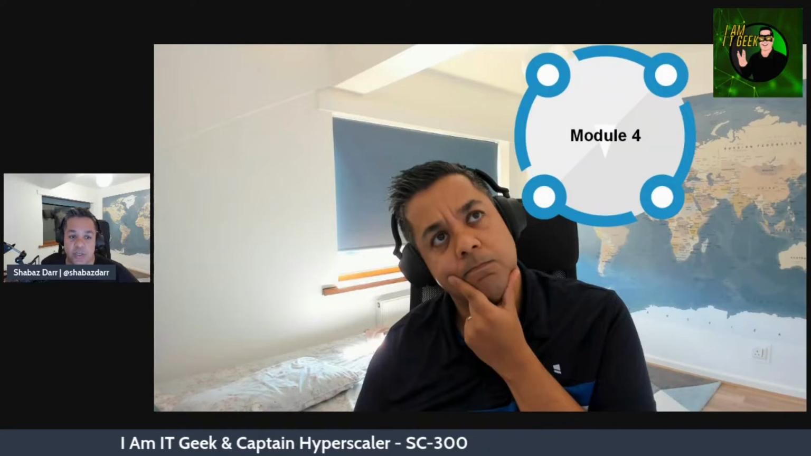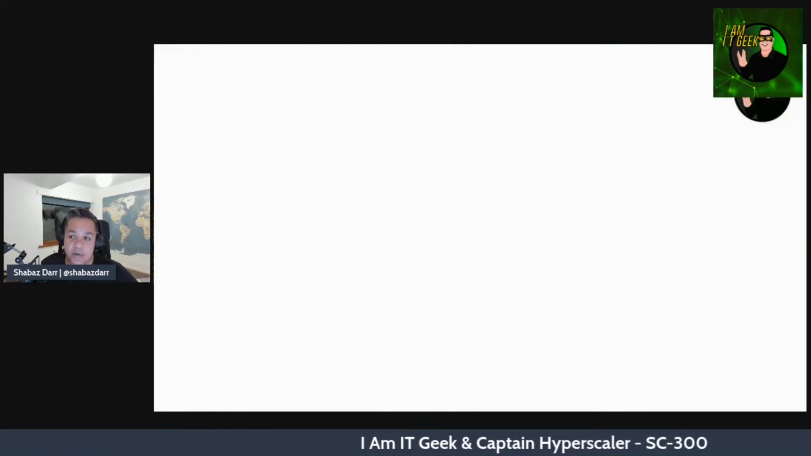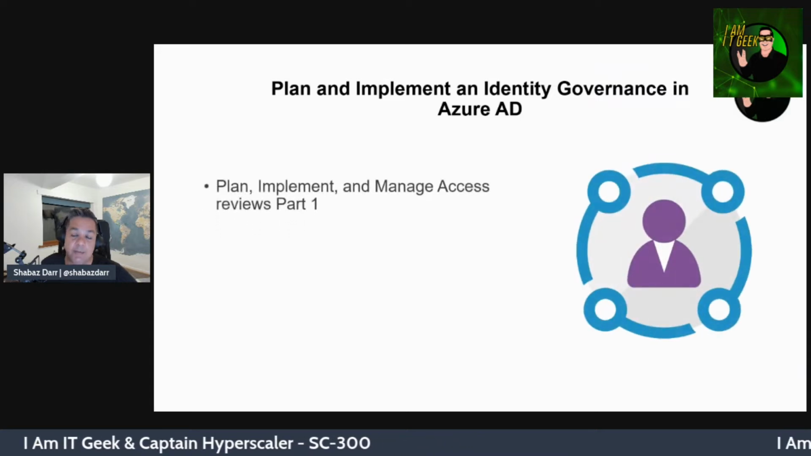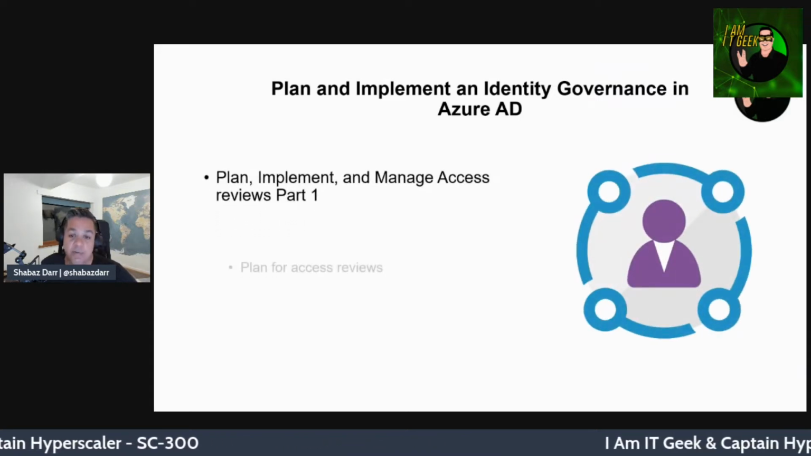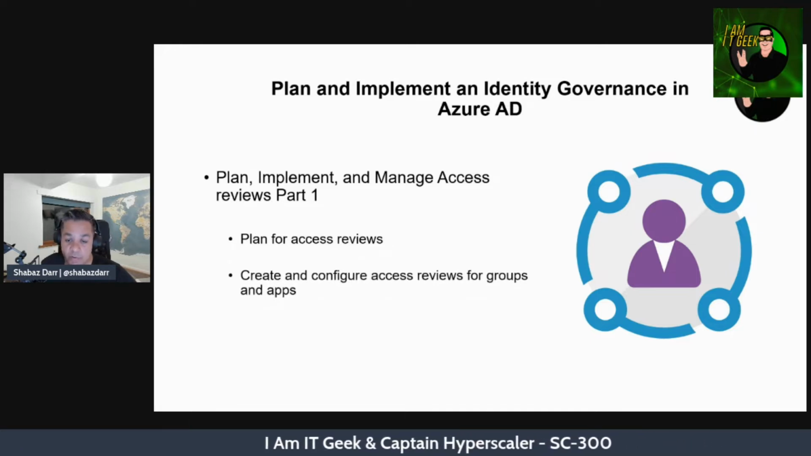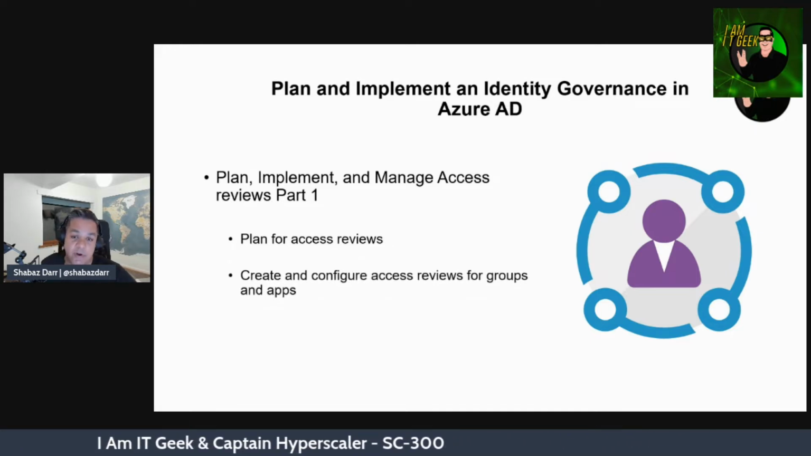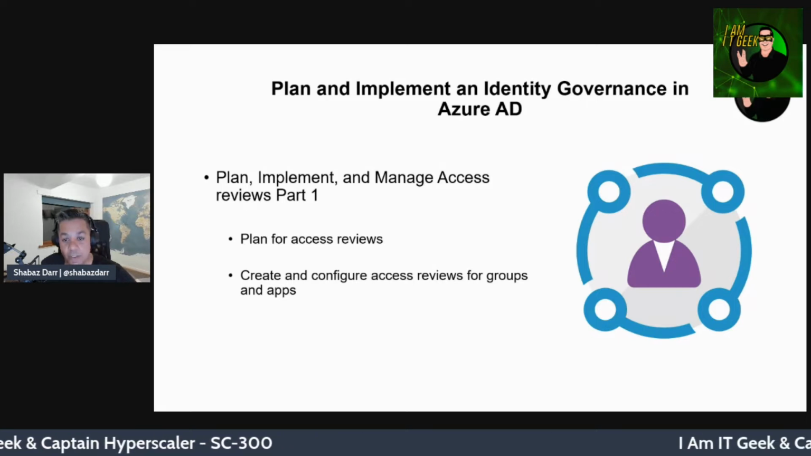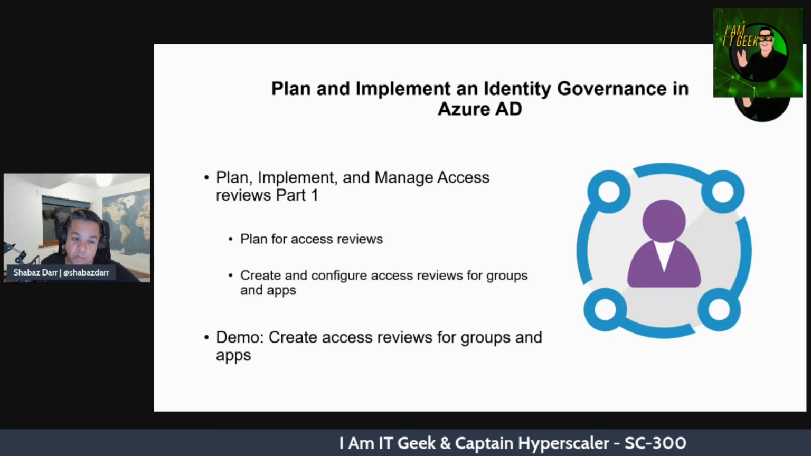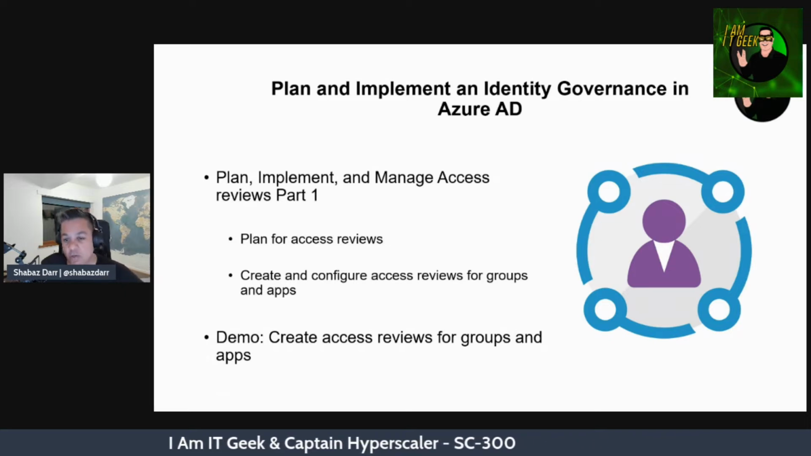We are deep into Module 4, as I mentioned, and Module 4 is looking at planning and implementing identity governance in Azure AD. In this particular episode, part 1 of planning, implementing and managing access reviews, we're going to cover planning for an access review. We're going to look at creating access reviews for groups, and as before, it's probably easier to show than tell. Dwayne's going to do an actual demo. We're not going to cover any theory of access reviews for groups. Dwayne's just going to go straight into a demo.